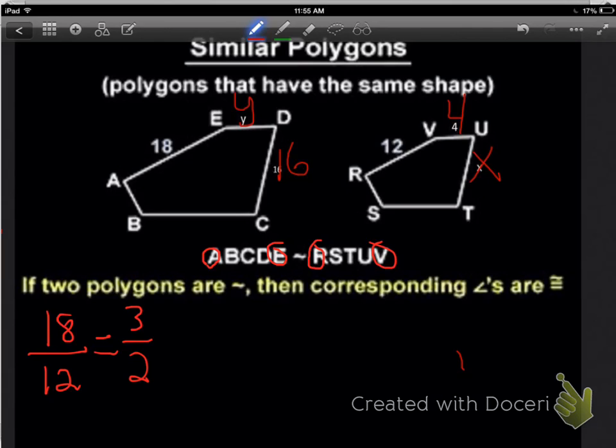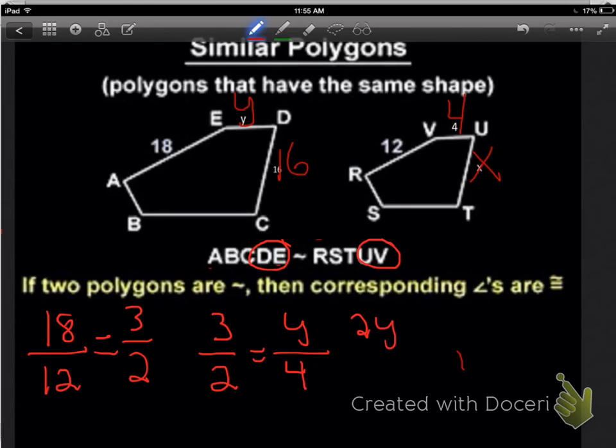So to find y in this example, I will write 3/2 equals y over... Now, y is segment DE. Segment DE is the last two letters in the first polygon, so it corresponds to UV, the last two letters in the other polygon, whose length is 4. I can then cross multiply. I'll have that 2y is equal to 12, and that will give me a y value of 6.